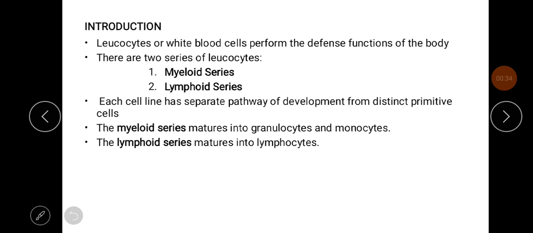Leukocytes or white blood cells perform the defense function of the body. There are two series of leukocytes, myeloid series and lymphoid series. Each cell line has a separate pathway for development from distinct primitive cells. The myeloid series matures into granulocytes and monocytes, whereas lymphoid series matures into lymphocytes.